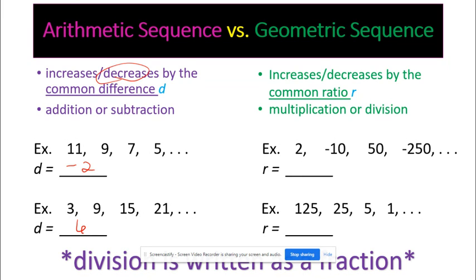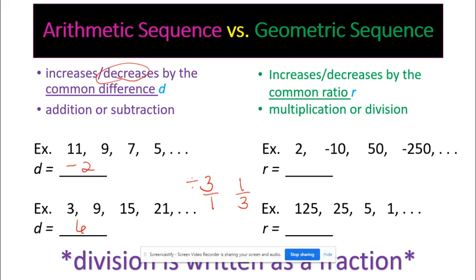For example, if I was dividing by 3, that's the same as 1 over 3. We're going to take whatever we're dividing by and write the reciprocal. So 3 is the same as 3 over 1. Therefore, the reciprocal would be 1 over 3. So we are multiplying by 1/3.